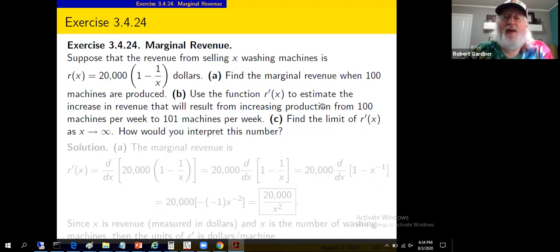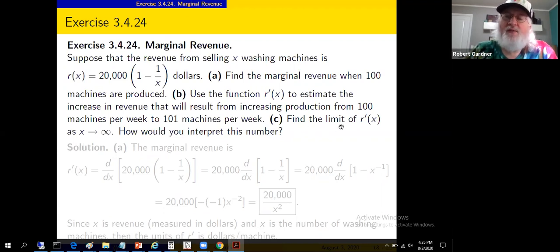Use the function R prime of X to estimate the increase in revenue that will result from increasing production from 100 machines per week to 101 machines per week. And this is a new idea. I'm sort of foreshadowing some things we'll see right at the end of chapter 3. You might be a little bit uncomfortable with what we do here. It's one reason I'm doing it. That's my job, eh? But we'll recycle these ideas around the end of the section and spell them out in more detail then as well. So if part B, the answer bugs you a little bit, I kind of agree with you with how the things are defined at this stage.